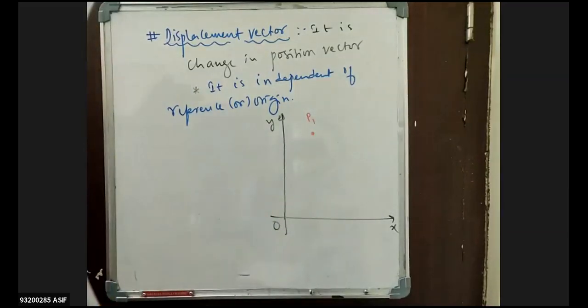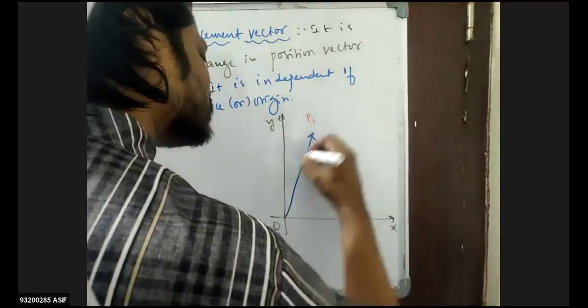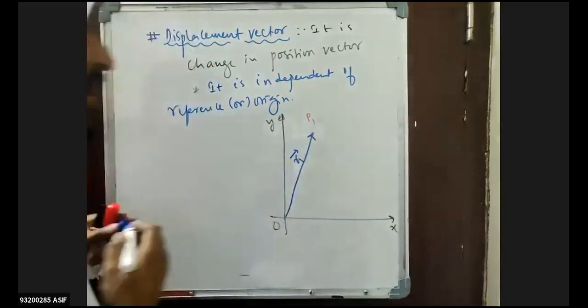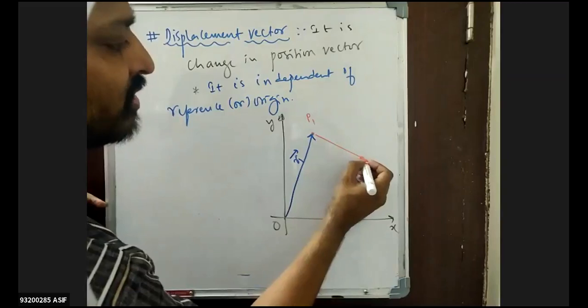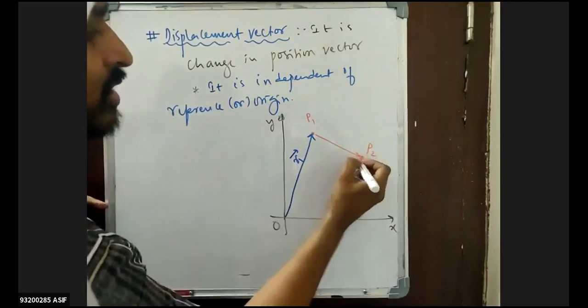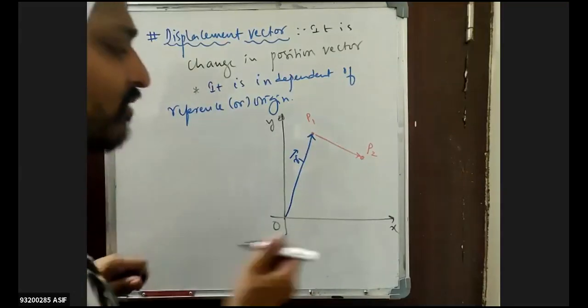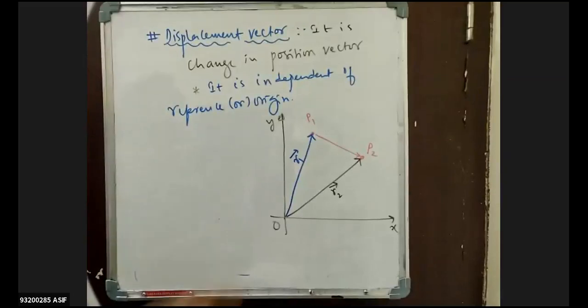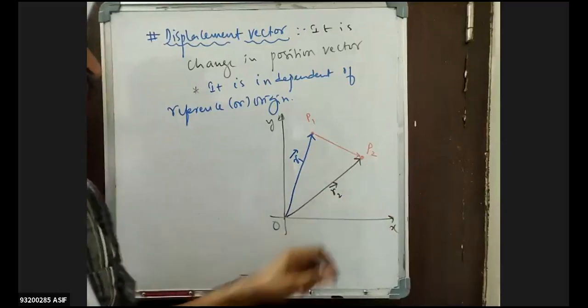Now how to write the position vector from this one? If I draw the line from the origin O to P, this is representing the position vector, that is R1 bar. Now say, for example, I'm going from P1 to a new position, P2. What is my new position vector, beta? Again, I need to draw a line from the origin like this. This is your new position vector, R2. So when I am at point P1, my position vector is R1. When I am at point P2, my position vector is R2.